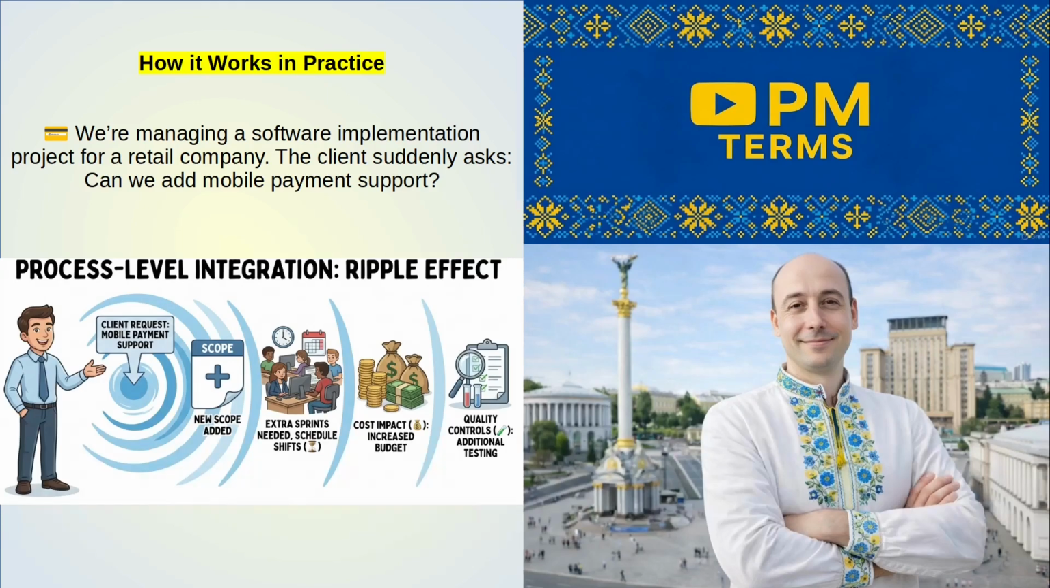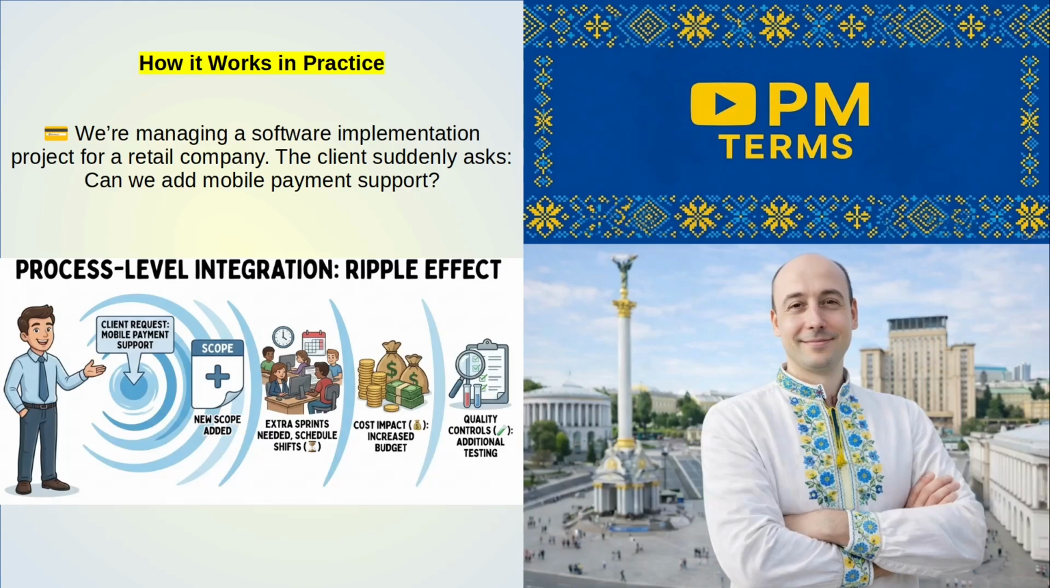We take on that new scope. Our dev team needs extra sprints. More sprints, the schedule shifts. Schedule shift, training and rollout are delayed. Delays increase costs. The budget is impacted.